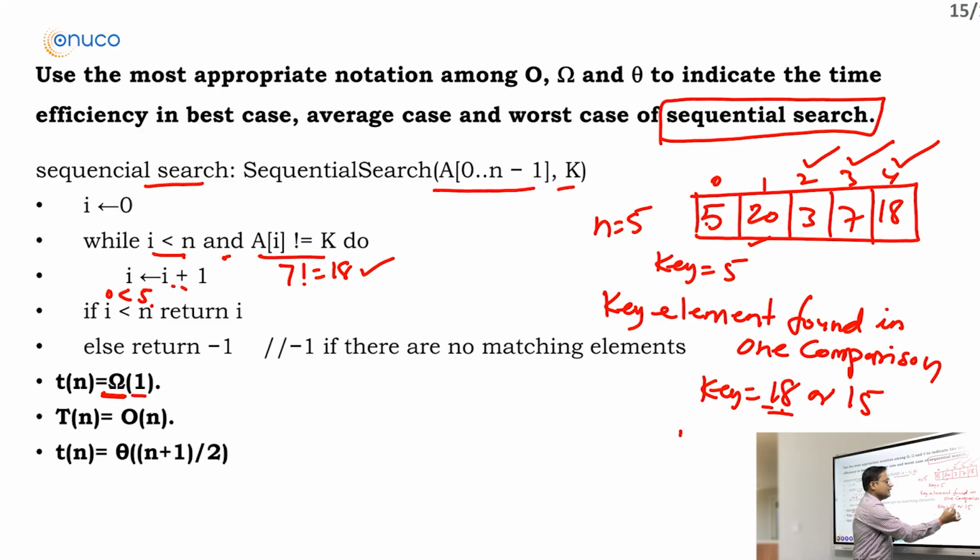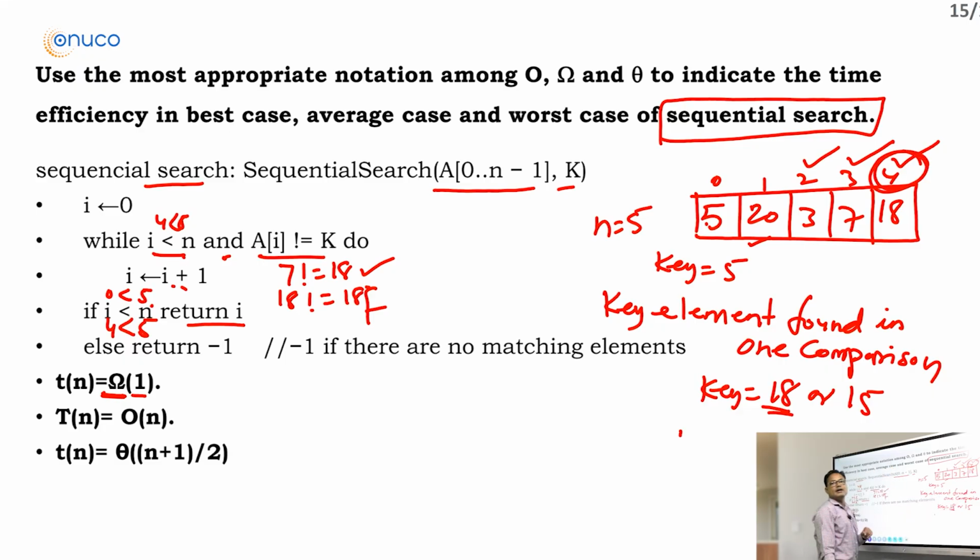Now we are going to compare. Is 18 equal to 18? We are going to write 18 not equal to 18? No, false. If this is false and this side, 4 is less than 5, is true, but one is false. Hence this AND operator will give false. It will come out from this while loop and we are going to check the condition here. The new condition is 4 is less than 5. Yes. Then return I. It means the element is present at index 4. A of 4 is 18.